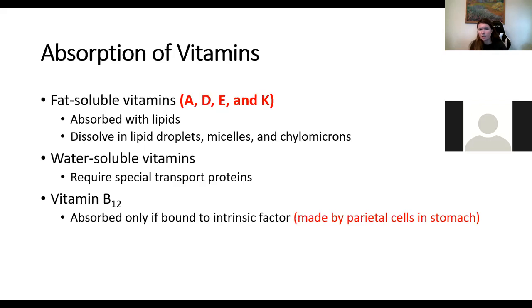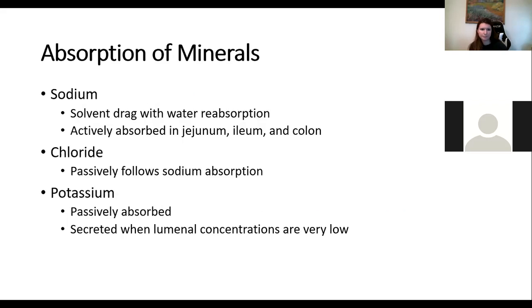So vitamin B12 is an example of a water soluble vitamin. In addition to requiring special transport proteins, vitamin B12 can only be absorbed if it's bound to intrinsic factor. Intrinsic factor is something that's made by the parietal cells in the stomach. So you can basically only absorb a certain amount of vitamin B12 because it's reliant on these other proteins, these other things that you need in order to absorb it.